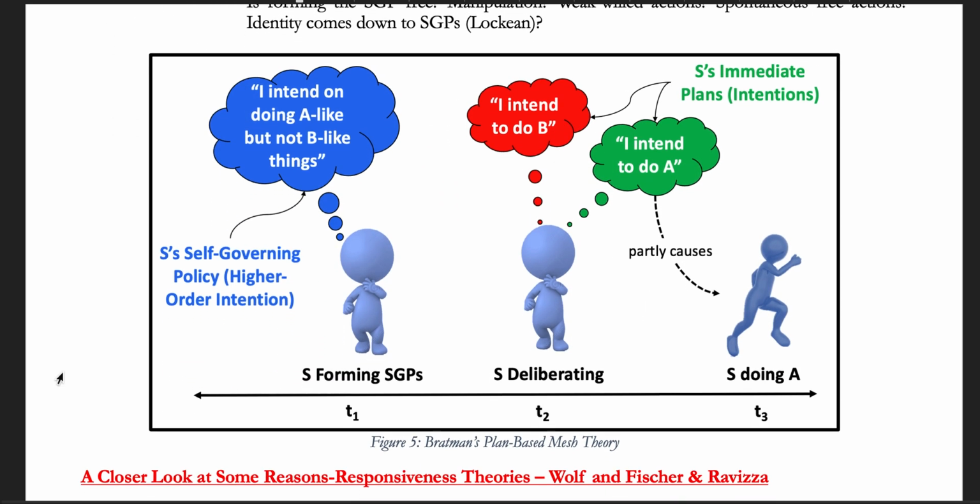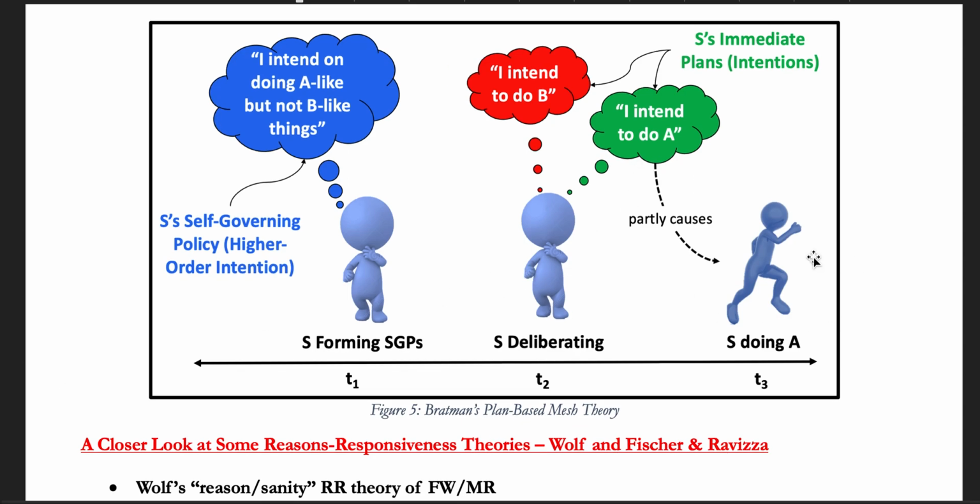Right? So you might think, here you're deliberating about what to do. You're like, I intend to do B, I intend to do A. Let's say A and B can't go together. These are your immediate intentions. You're like, I want to go to the movies. I intend to go to the movies with John. I intend to go over to Mary's house for dinner. And you're like, okay, well, those conflict.